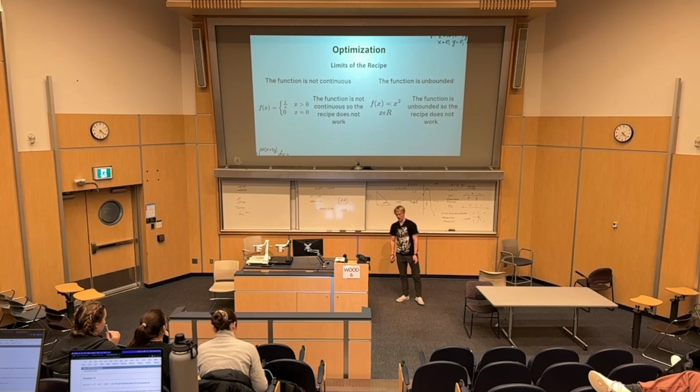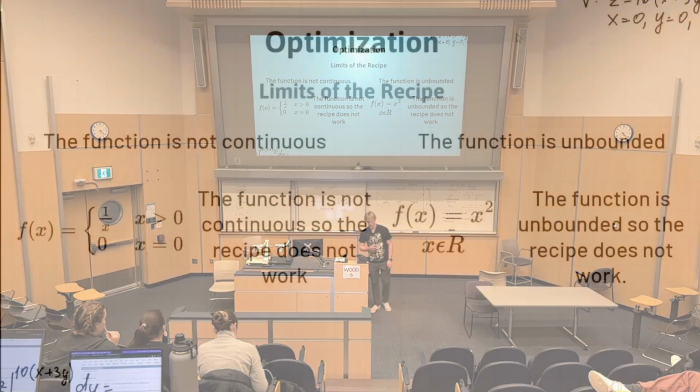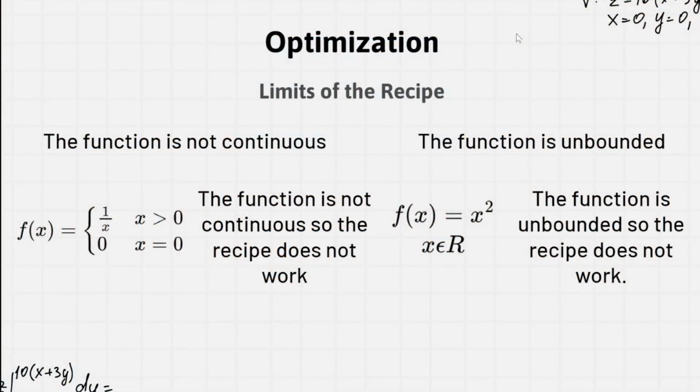Okay. So a few other things. If the function is not continuous, sometimes this can mess up. And also if the function is unbounded. So let's say x squared goes up to infinity on both sides. It does not have a global maximum, but it does have a global minimum.